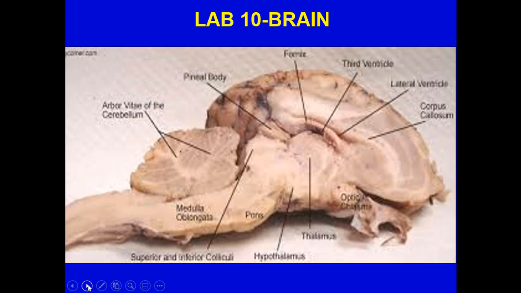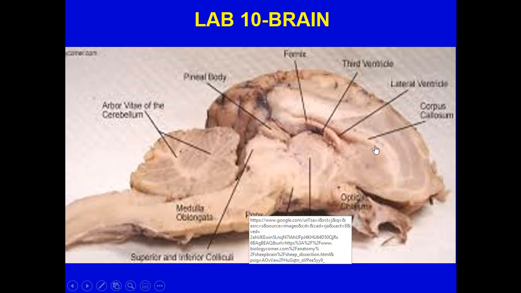Okay, here's another dissected brain where they went mid-sagittal in their cut. You can see the corpus callosum here. You can see also the lateral ventricle here, this space. This would normally be filled up with CSF. And you have here also the third ventricle, because the lateral ventricle empties into the third ventricle. You have this tissue here called the fornix. The pineal body is going to be right back here. The arbor vitae of the cerebellum is here, the medulla oblongata, and then of course, we have the superior and the inferior colliculi.